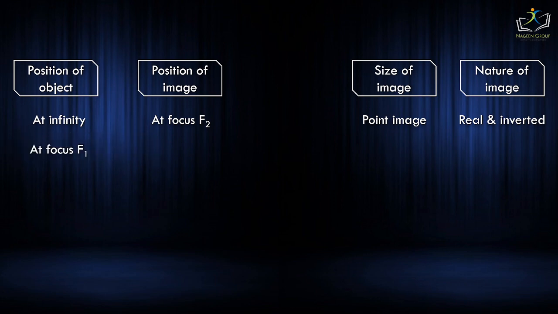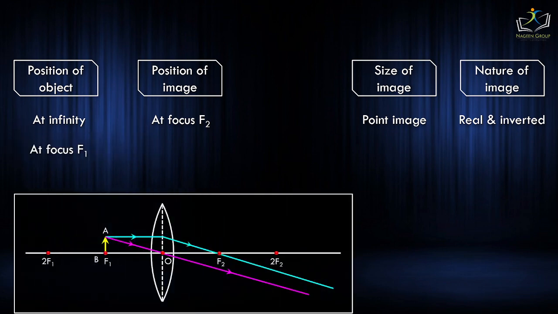Second, when the object is at focus f1. When we place the object at f1, one line will be parallel to the principal axis and pass through f2, and another line gets undeviated and passes through. So here you observe, when it is at f1, it forms an image at infinity, a very large image is formed, and it is real and inverted.